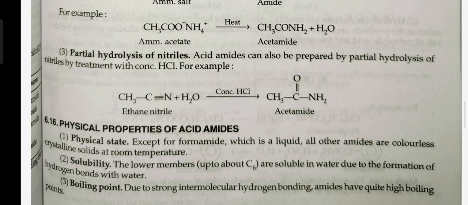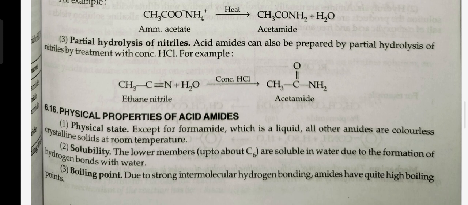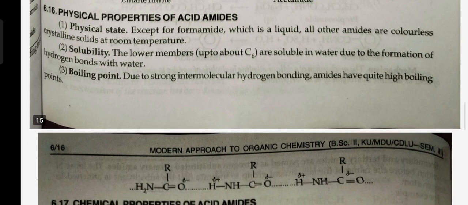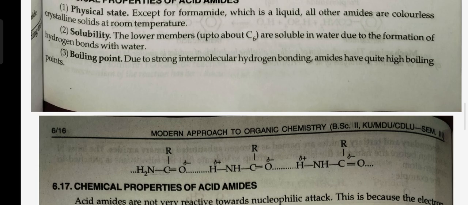Physical properties of acid amides. Physical state: except for formamide, which is a liquid, all other amides are colorless crystalline solids at room temperature. Solubility: the lower members are soluble in water due to the formation of hydrogen bonds with water. Boiling point: due to strong intermolecular hydrogen bonding, amides have quite high boiling points.